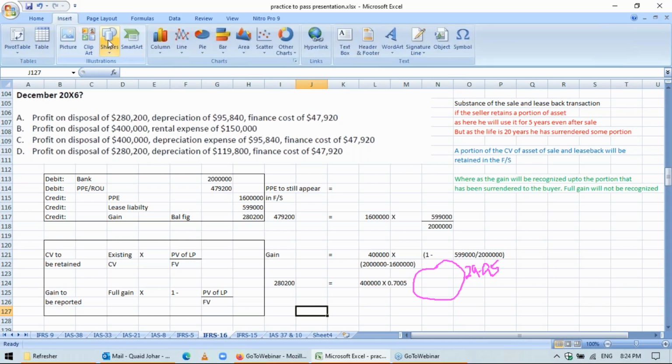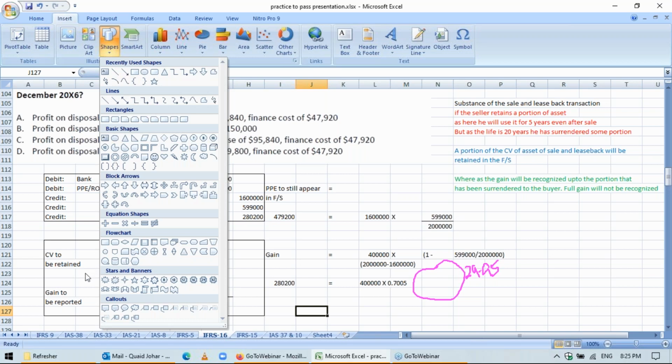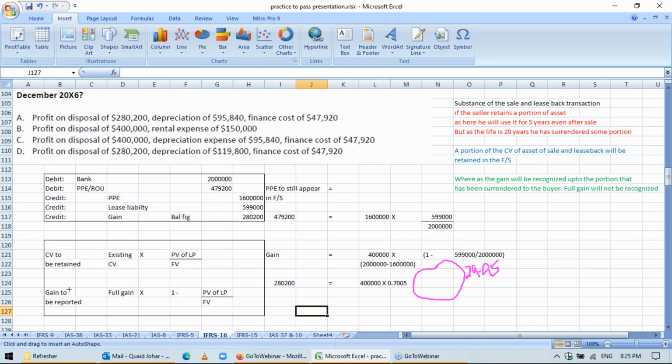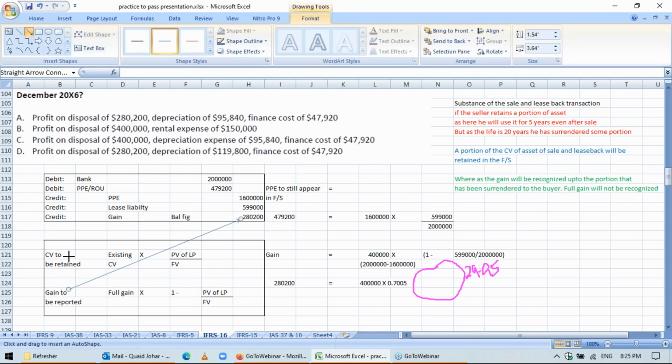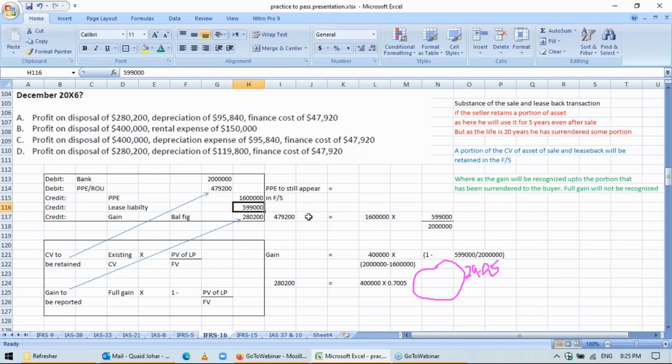So what I have done, I've used this formula to calculate the gain and this formula to calculate the carrying value, which you can see over here on the right-hand side. And then other things are obvious. Lease liabilities 599,000. The asset being removed from the books will be at 16 lakh, right? And 20 lakh, the 2 million, was the cash to be collected. The most important things are these: the carrying value to be retained and the gain to be recognized.